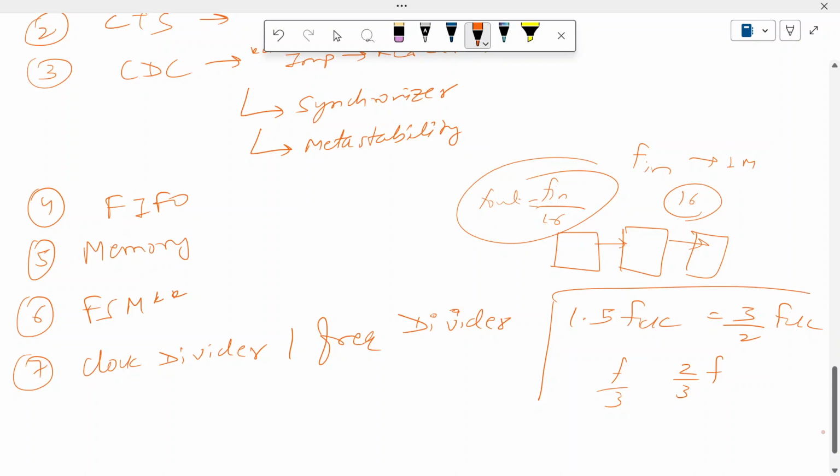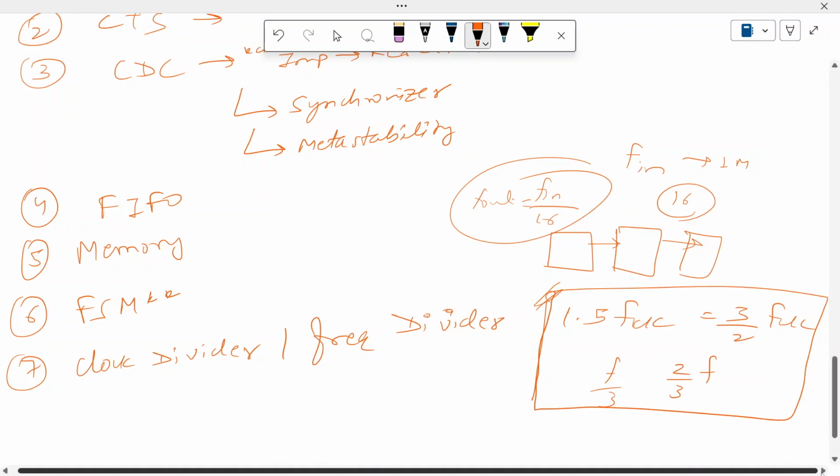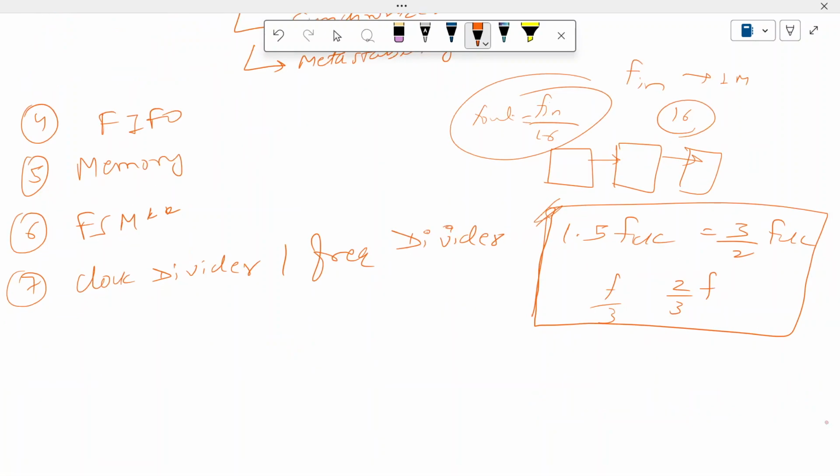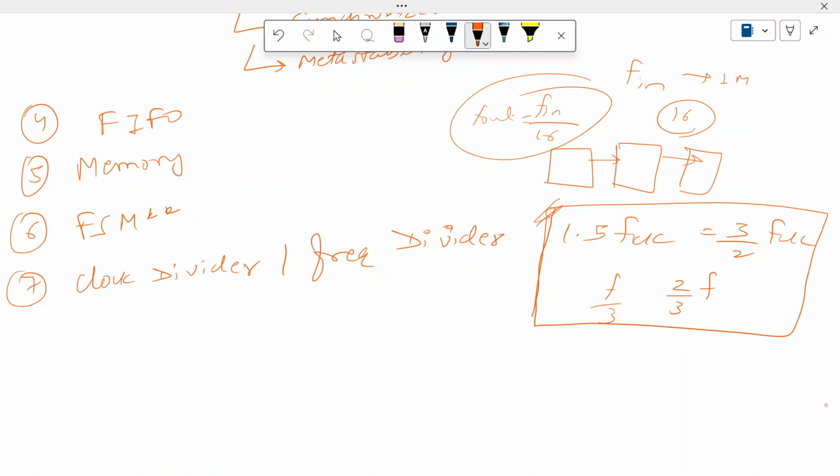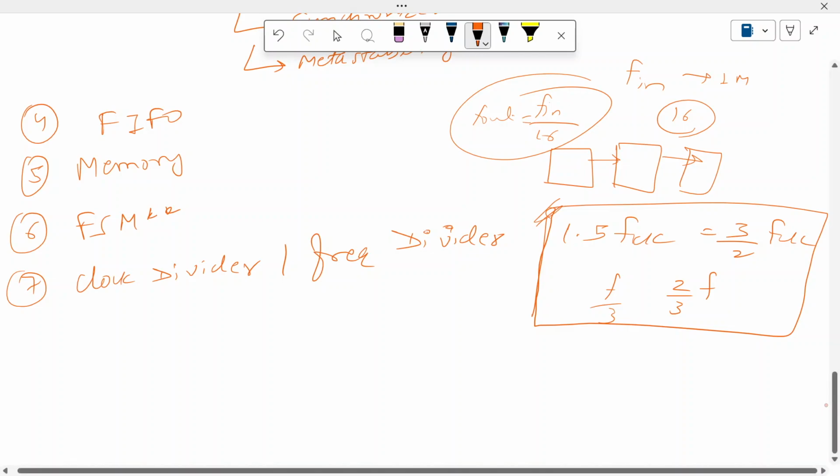So we will study this. You must be good with the design of any of these circuits, like any frequency of a fractional order, integer, fractional, multiplier, divider, any of this. So this is a frequency divider and a clock divider topic. I'll tell you the topics, I will tell you the source also.